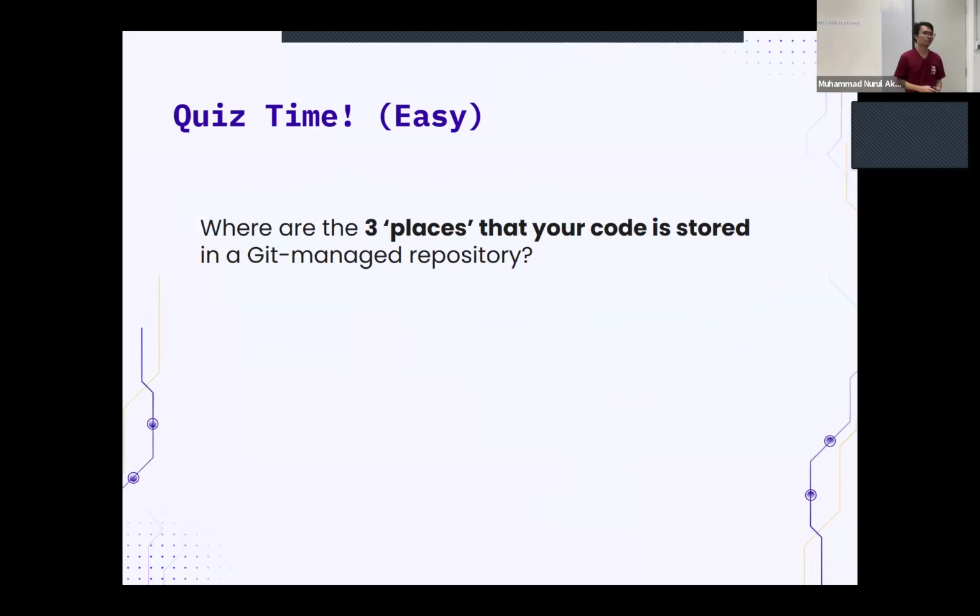All right, so before we continue, is there any question? Any question? If not, it's just a question to check your understanding. So, where are the 3 places that your code is stored in a local Git managed repository?